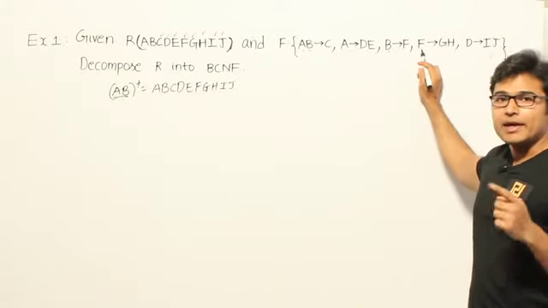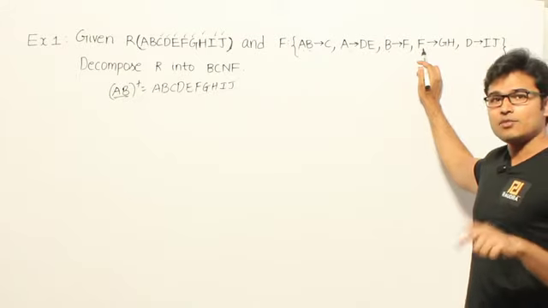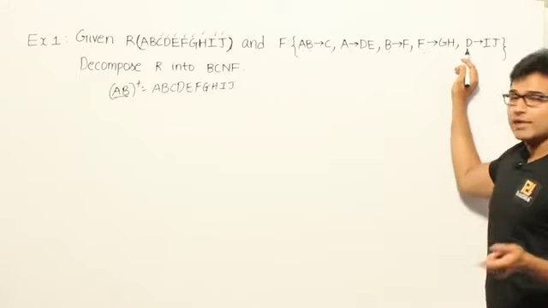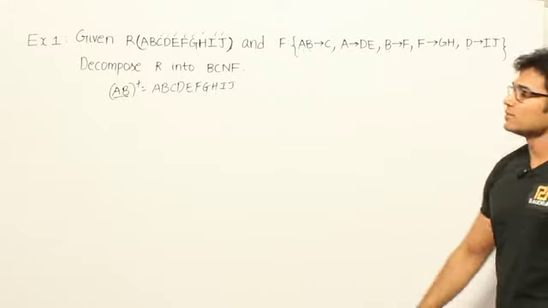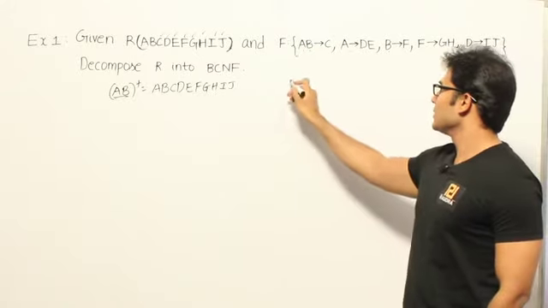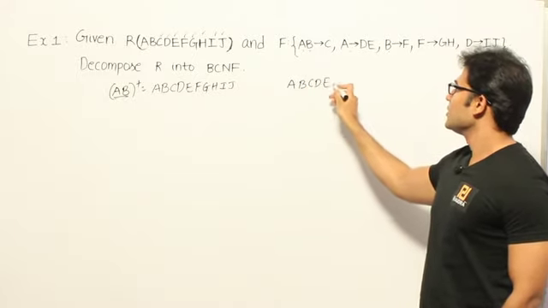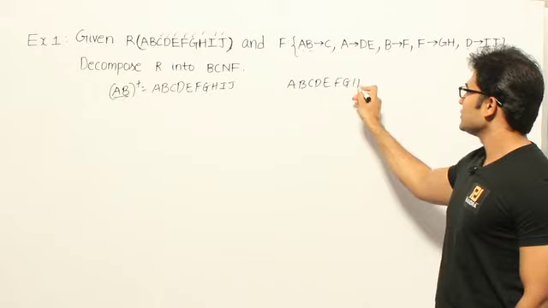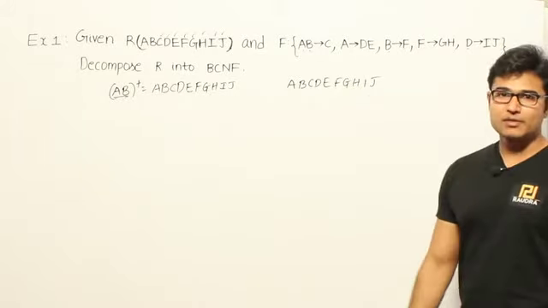And F, again according to the definition of BCNF, it is not the super key and we have to break the table. And D, again according to the definition of BCNF, it is not the super key, so we have to break it. So now we are going to take the table A, B, C, D, E, F, G, H, I, J, and we are going to break it one by one.